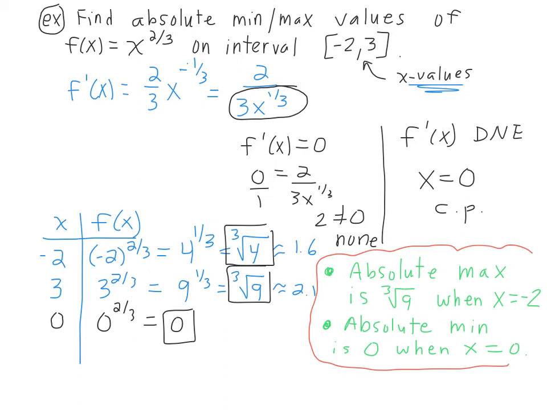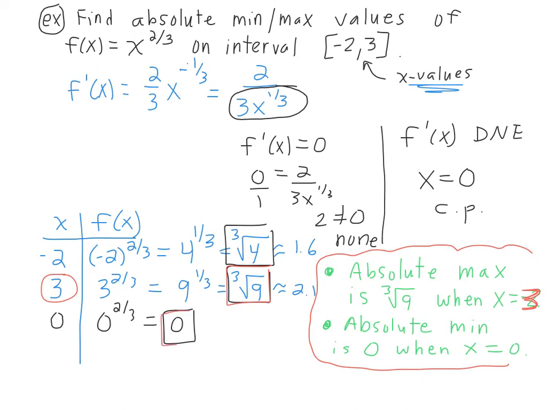And sorry, it should be when x is 3, not -2. If we look at our table here, when x is 3, we have our highest y value, and we're going to have our absolute minimum at 0, and that happens when x is 0.